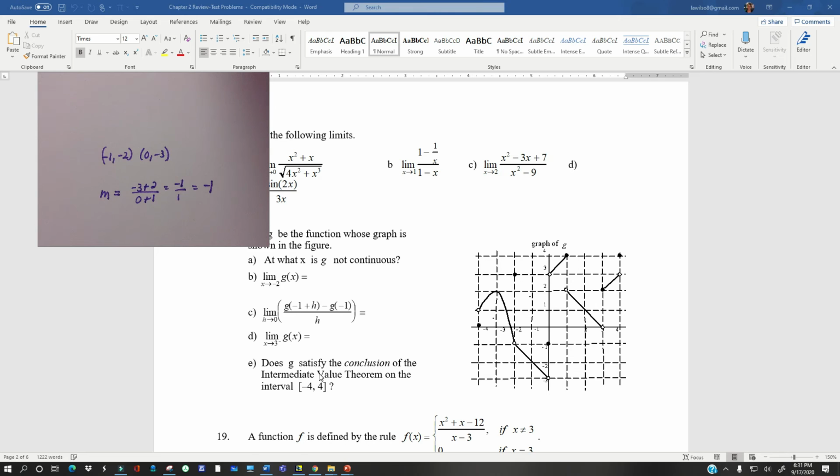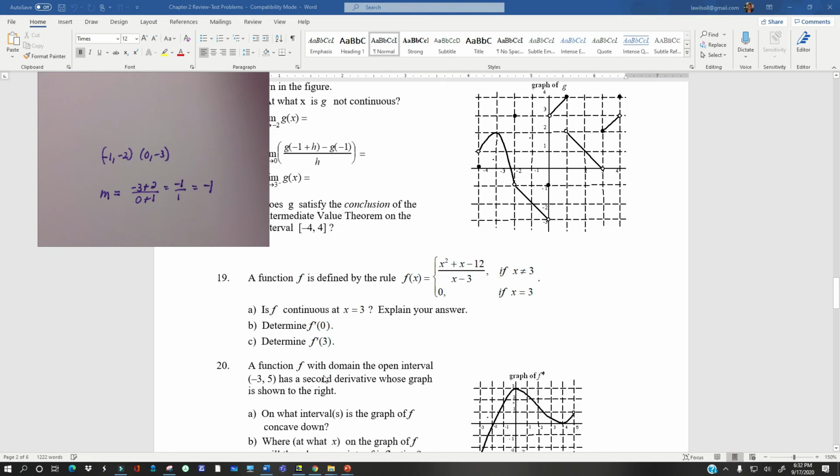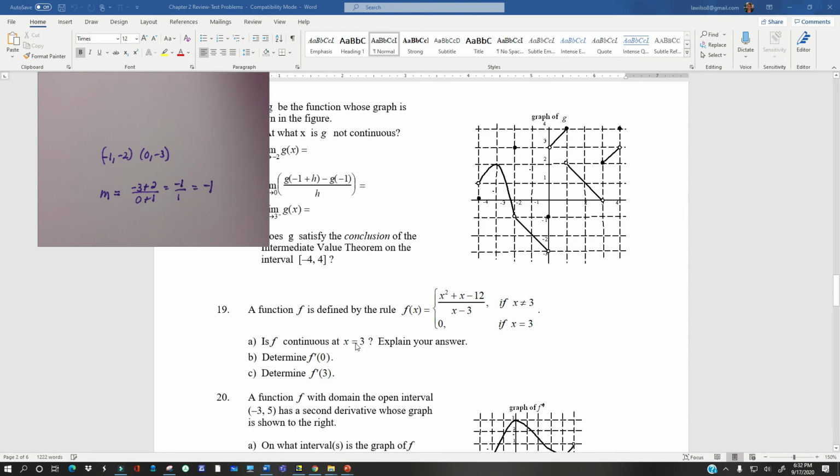All right, so that was 18, and I think the last one that was asked was 19. A function f is defined by this rule. So here's the function. Our problem child is at x equals 3. And it says, is f continuous at 3? And right away you just say no. Why not? Because 3 is the problem.